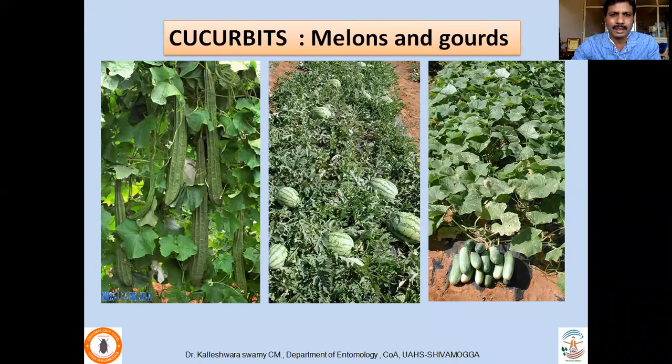As a result, most of the pest complex which feeds on these plants is common, but a few of the insects still specifically attack a few of the melons and gourds. Wherever they specifically attack, we will discuss further.